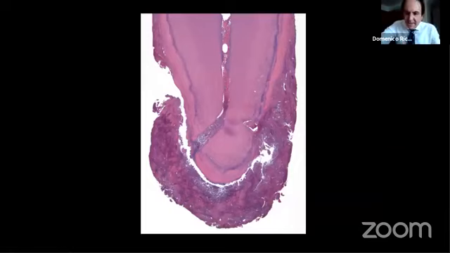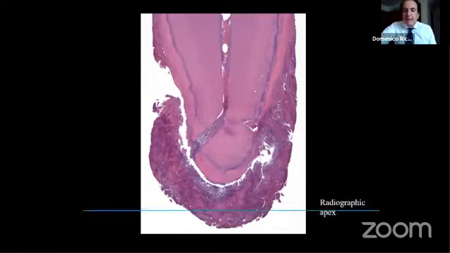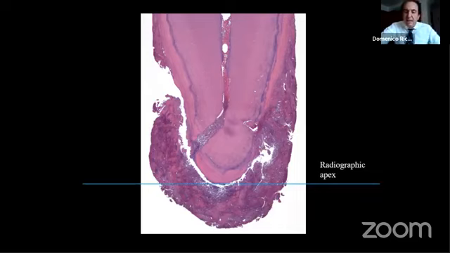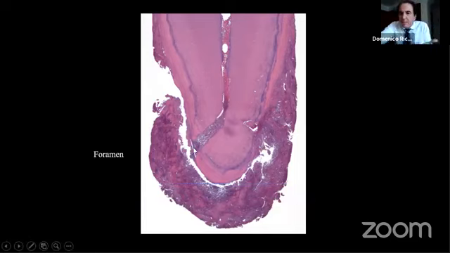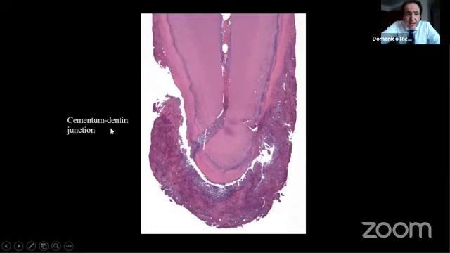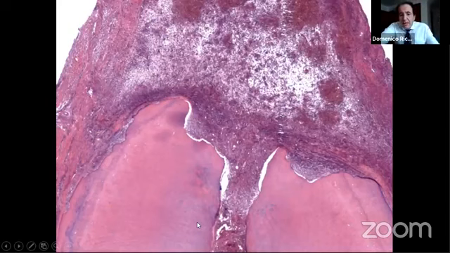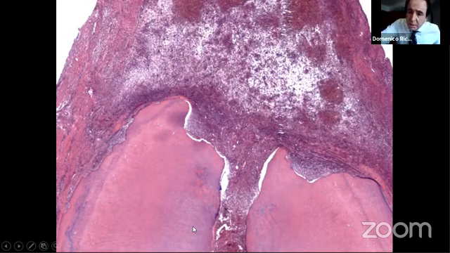Forget about drawings, let's go to human teeth now. The terminology is this, the radiographic apex is there. The foramen is there. What does foramen mean? Foramen is the opening. Is the foramen the objective of our measurement? Of course not. Cementum-dentin junction, as I told you, is located at different points. So this is meaningless. And when you have a periapical lesion, remember, you always have some kind of resorption of the root.